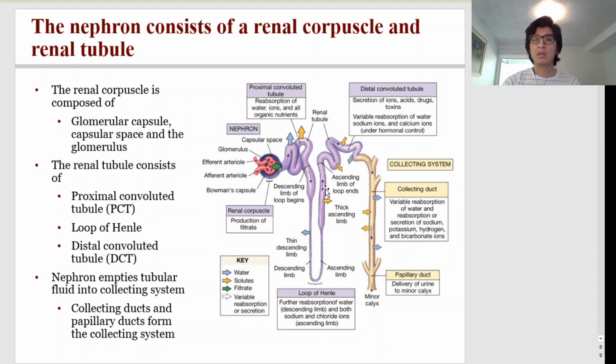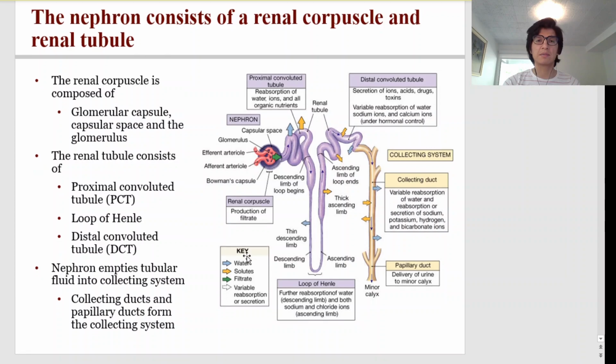You eventually will lead to the distal convoluted tubule. At this level you have secretion of ions, acids for regulation of pH, drugs and toxins. You have variable reabsorption of water, which would be under hormonal control. And at the collecting duct level, you will have once again variable absorption of water under hormonal control, and you have secretion of sodium, potassium, hydrogen, bicarbonate, and eventually at the papillary duct, you have the delivery into the minor calyx.